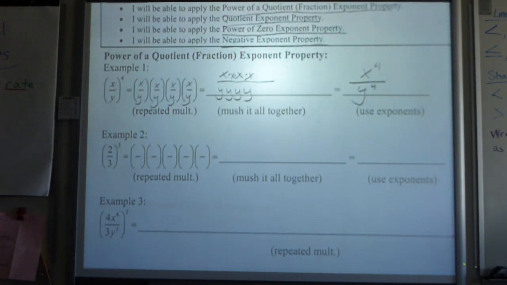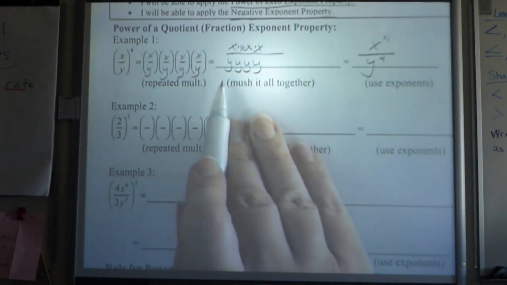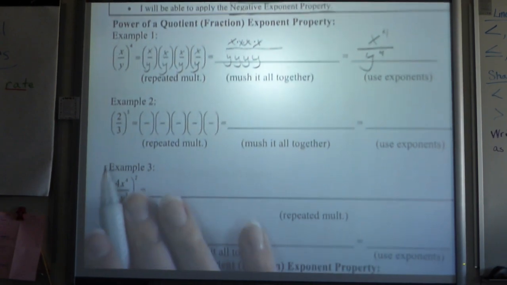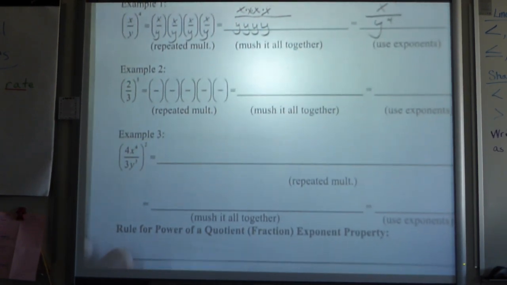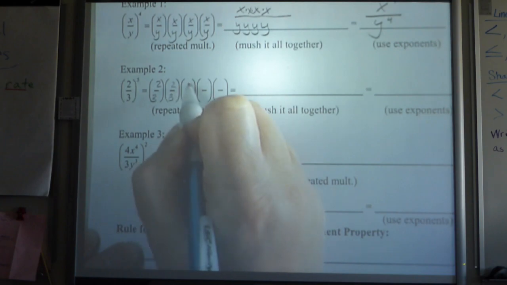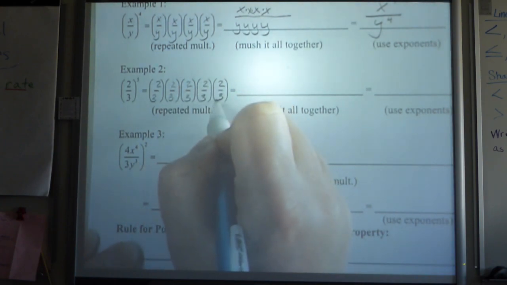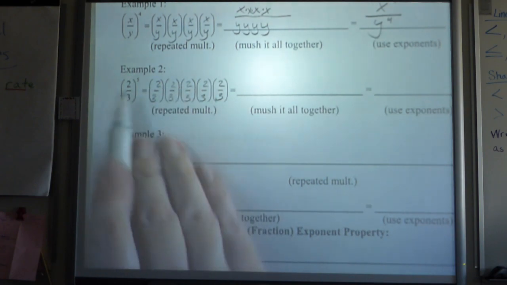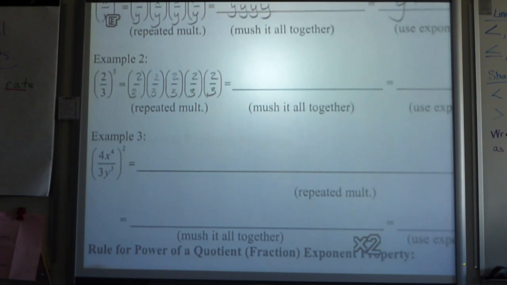It also works with numbers. Obviously, it works with variables, and numbers are represented with variables. So when we have 2/3 raised to the 5th power, this means we have 2/3 multiplied by itself 5 times. Remember, when we're raising it to the 5th power, that's just repeated multiplication. That means that number, 2/3, multiplied by itself 5 times.